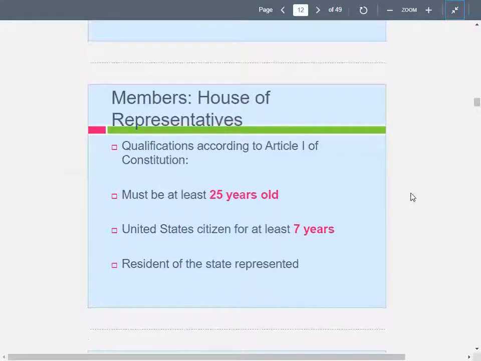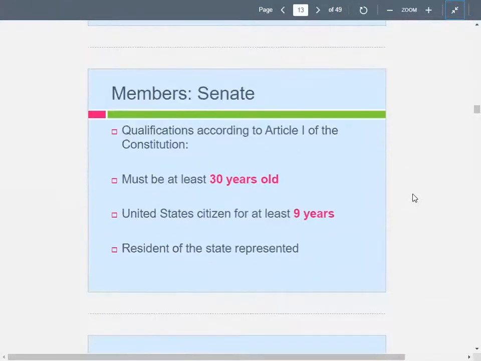To be a member of the House of Representatives, you have to be at least 25 years old. You have to have been a U.S. citizen for at least 7 years and a resident of the state represented. So you have to live in that state. To be a member of the Senate, you have to be at least 30 years old. You have to have been a U.S. citizen for at least 9 years and also a resident of the state represented.